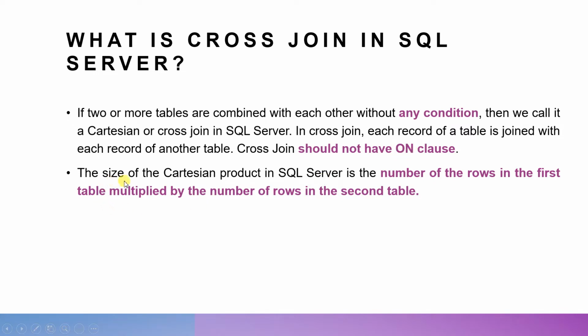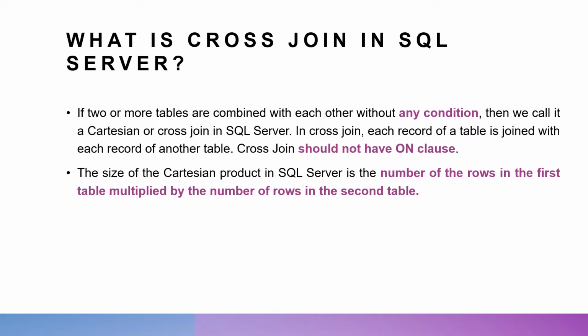What is the next thing? The size of the Cartesian product in SQL Server is the number of rows in the first table multiplied by the number of rows in the second table. If someone asks you, you have table A and table B. Table A has 6 rows and table B has 6 rows. What will be the output of A cross join B? It will be 6 into 6, 36. If table A has 5 records and table B has 4 records, then the cross join of A and B will be 5 into 4, which is 20. So a cross join simply combines each row with the other rows of the table. There will be no condition at all.